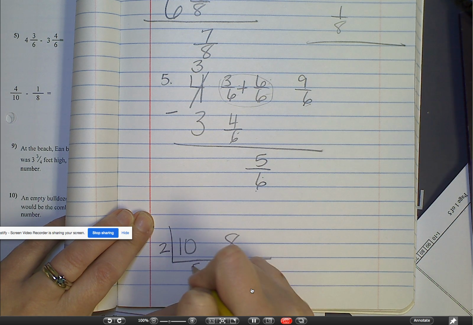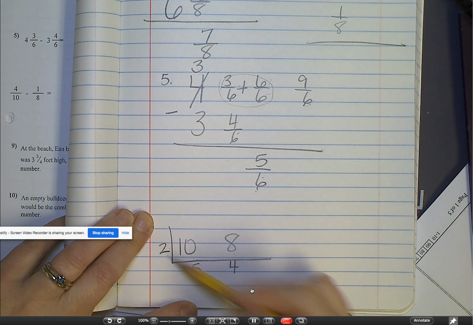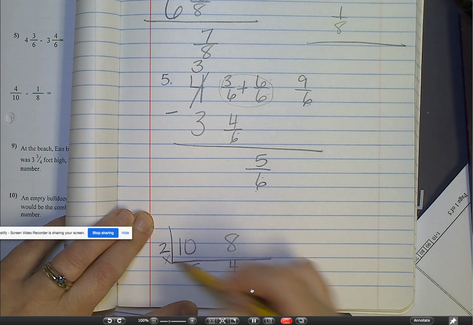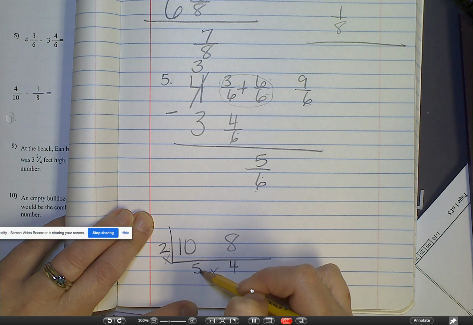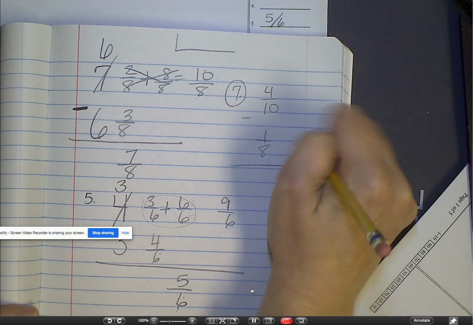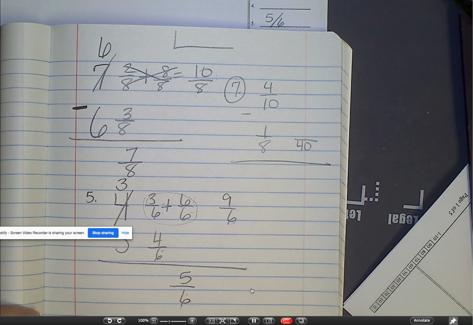2 goes into 10 5 times. 2 goes into 8 4 times. Okay, and then there's no other number that will go into both 5 and 4, and they're right next to each other on the number line. So I'm just going to multiply these together. 2 times 5 is 10. 10 times 4 is 40. So the least common denominator is 40. If you didn't understand how I got the least common denominator, go back and watch that again, okay?